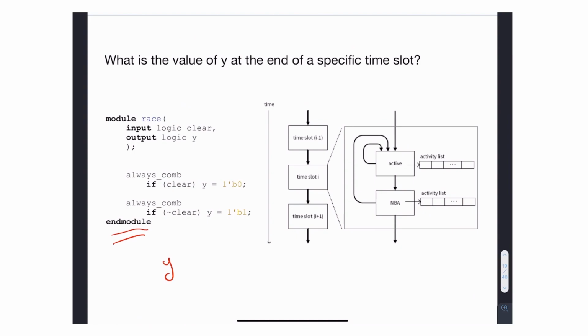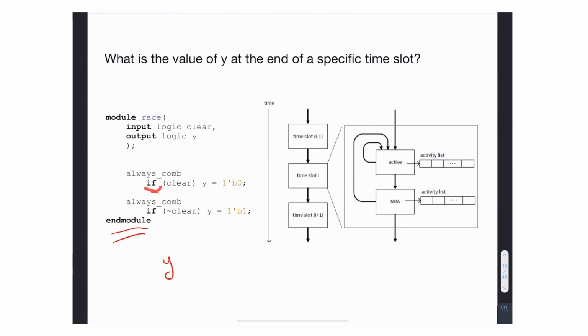Hopefully you had some chance to think about it. You can see here I used always_comb. That means I'm dealing with combinational circuits. We have not seen if yet, we're going to see it shortly, but you know how if works. If clear, y should be this, and if it's not clear, y should be that. Technically speaking, the value of y depends on the value of clear. Whatever clear happens to be, y will be changed accordingly, okay?